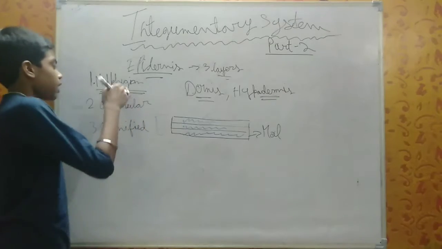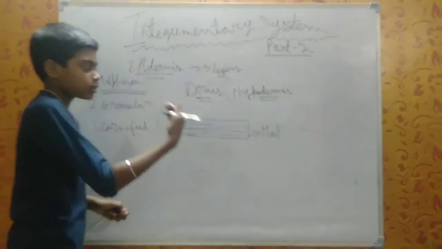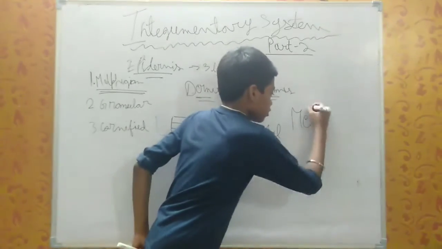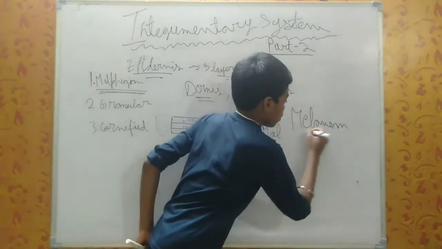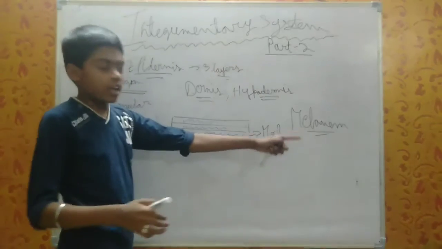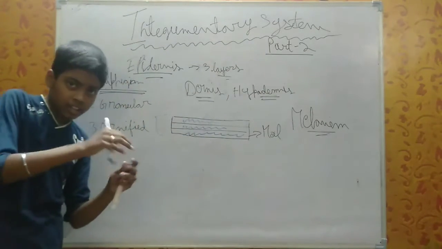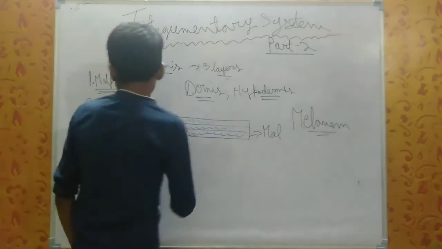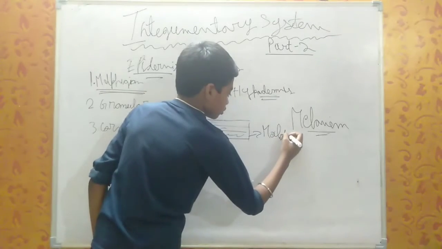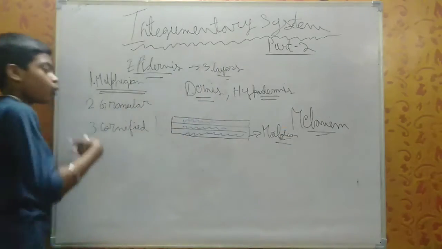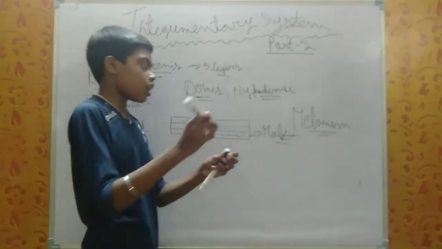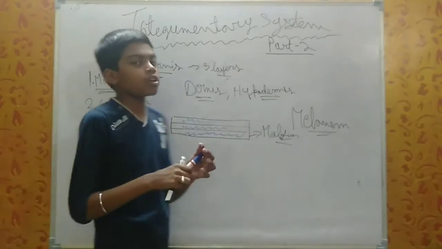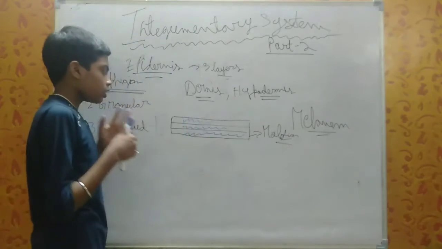Now what usually happens in the malpighian is that there are some cells called melanocytes, which produce melanin, right? And what is the function of melanin? Melanin determines the skin color. That is the malpighian. The more melanin there is, the darker our skin. And if there is a low percentage of melanin, our skin will not be as dark.